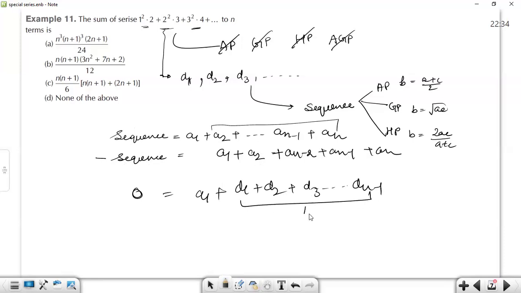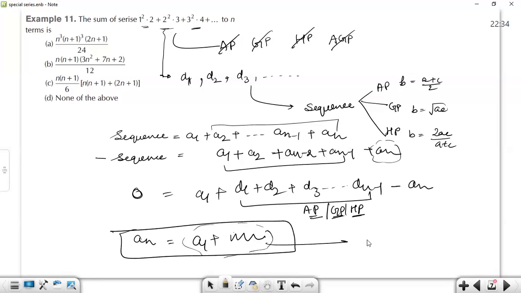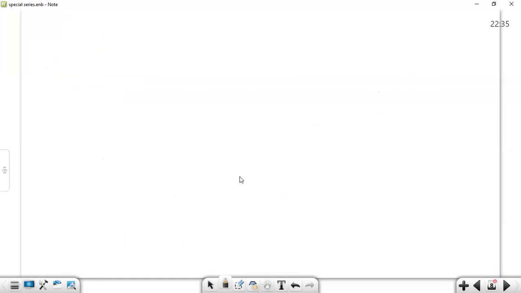This is an AP, or GP, or HP. We know the sum of n terms of these three sequences. We'll find it out. And after finding that, what will be left here is minus the nth term. Now the nth term will go on the left hand side: a1 plus whatever the sum is. Now after finding the nth term, the right hand side is particularly a function in the variable n. Now we'll apply the sigma. Now we have the nth term, right?